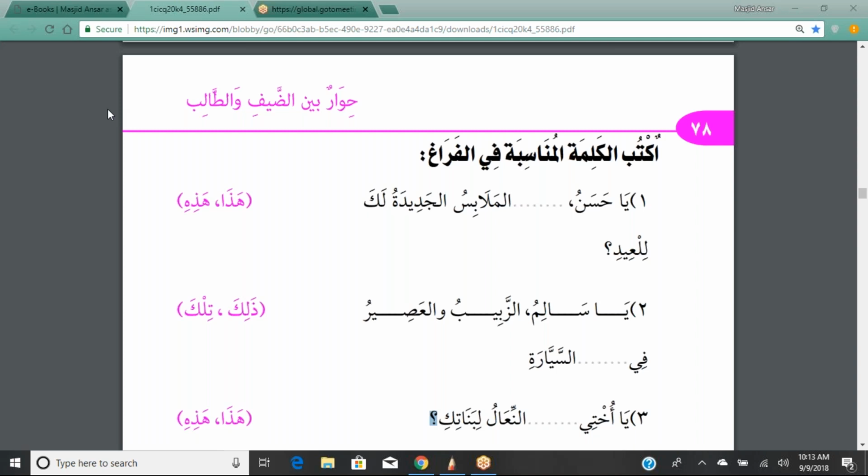Number 2, عندك يا إبراهيم، يا سليم. What's that word? Yes, Salim. There's an aleph there. What does that aleph mean after the sin? That fatha is elongated. Salim.